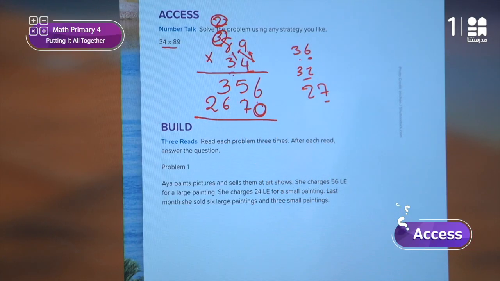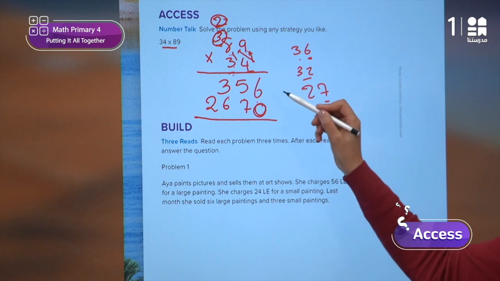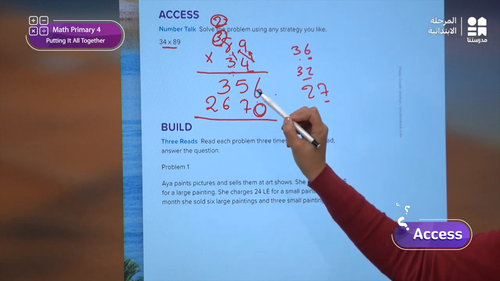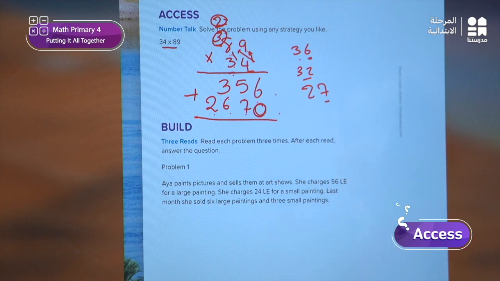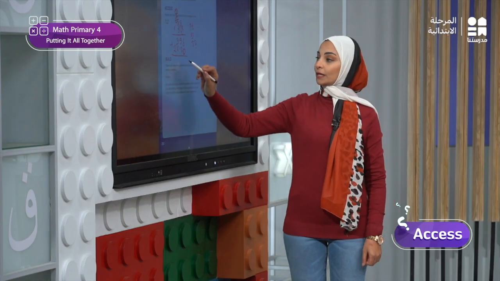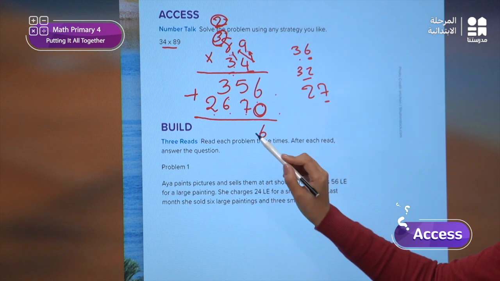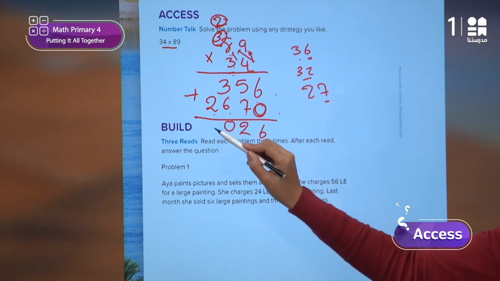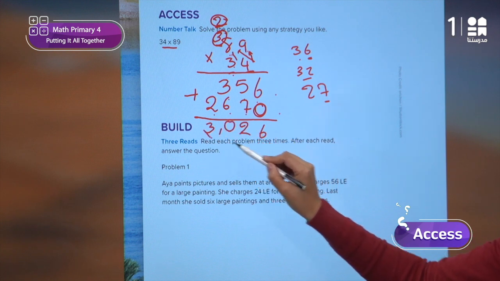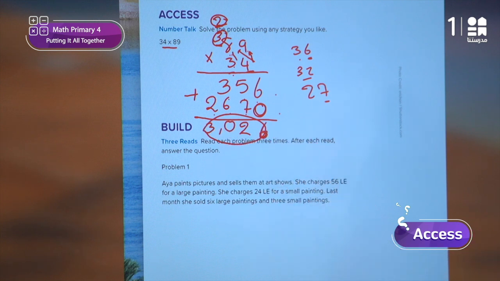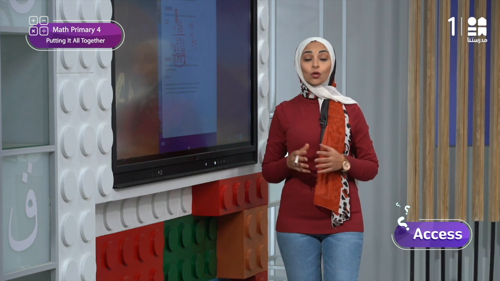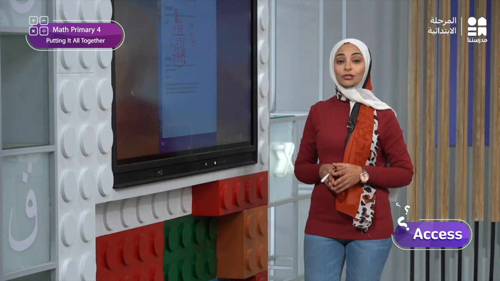Now, what is the last step? Yes, of course, I will add these two numbers. 356 plus 2670. So the answer will be here, I put 6 and here 2, 0 and 3. So my answer is 3026. And as we said, the answer will not change no matter which strategy we use.